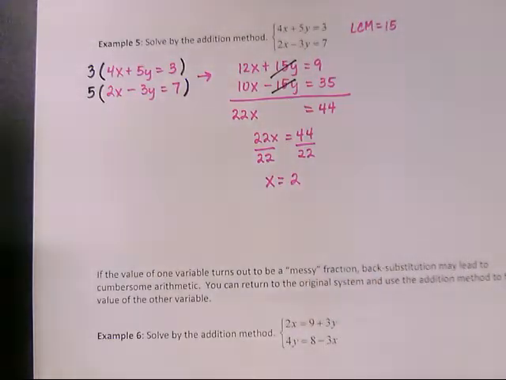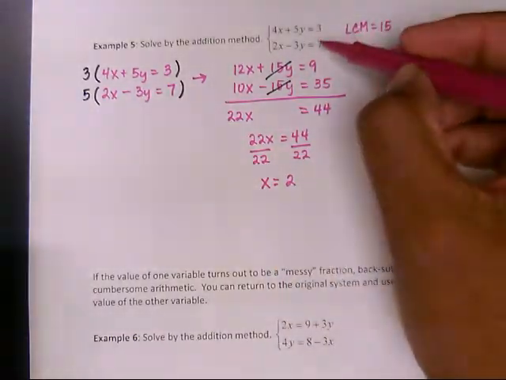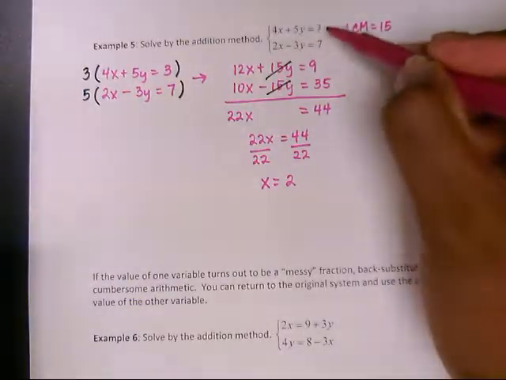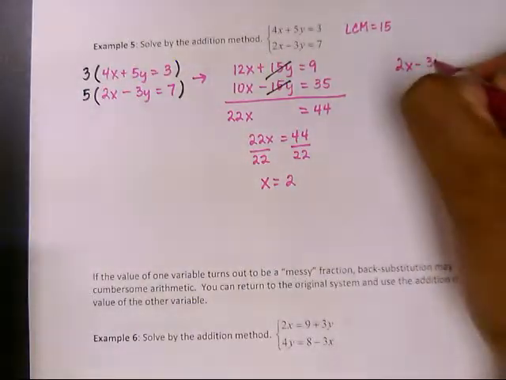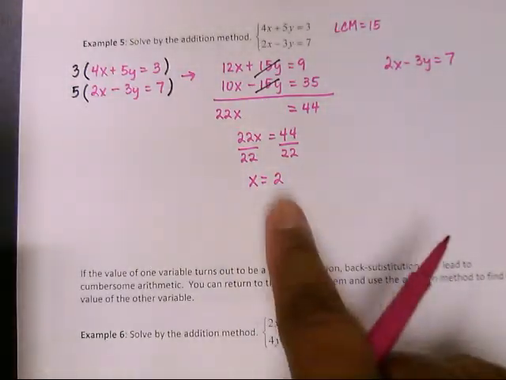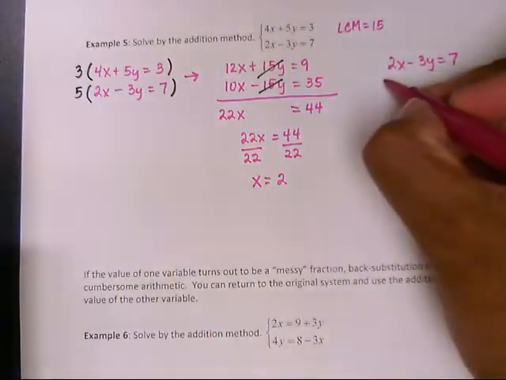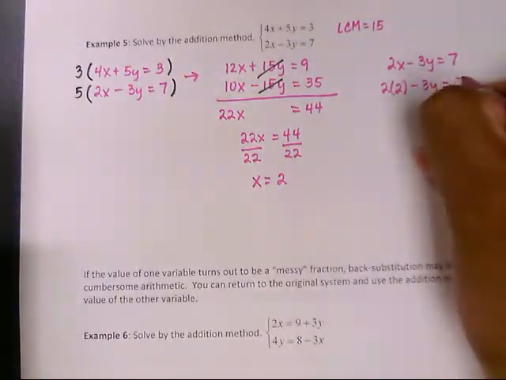Now I'm not done with that problem yet, because I also need to find out what y is. Anytime you're finding a solution for a system of linear equations, you're looking for the ordered pair that satisfies those two equations. Okay? I know what x is. I need to find out what y is. In this case here, I'm going to choose the second equation, 2x minus 3y is equal to 7. And then substitute the x with this 2 right here. So here I'm going to have 2 times 2 minus 3y is equal to 7.